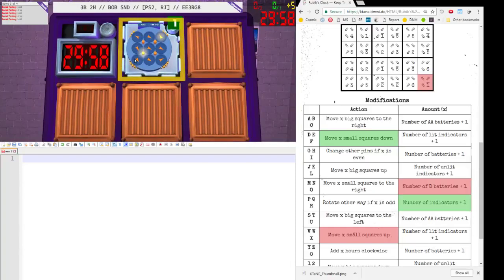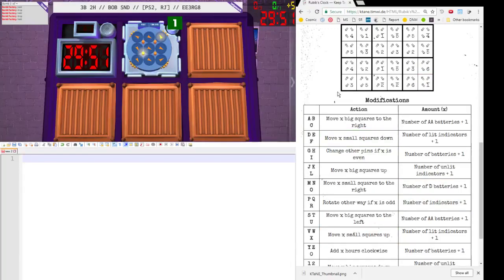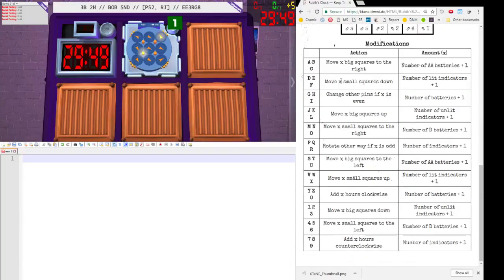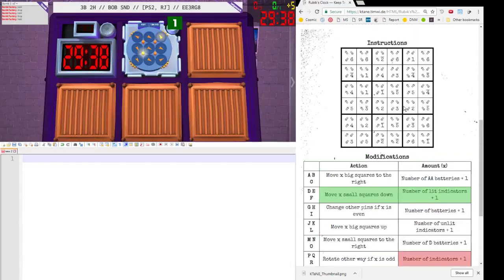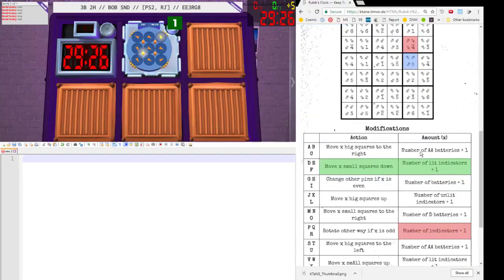Okay. Let's do one more this way, and then we'll show you one more shortcut during this one. So again, we'll start by marking error modifications, echo echo, and 3 Romeo. We're starting top right, bottom left, so top right, bottom left. Moving X small squares down, number of lit indicators plus 1, that is 0 plus 1, so that's 1 small square down.